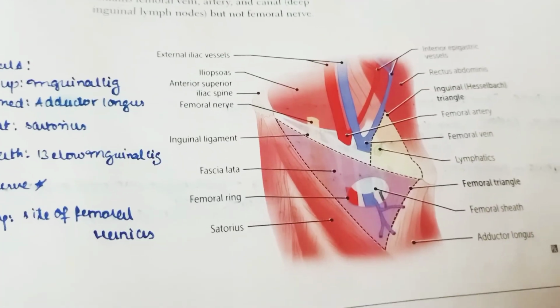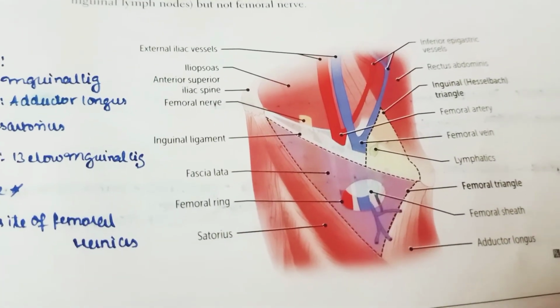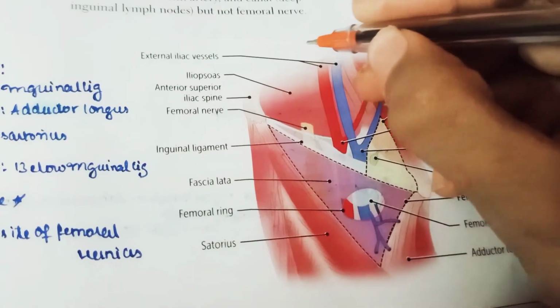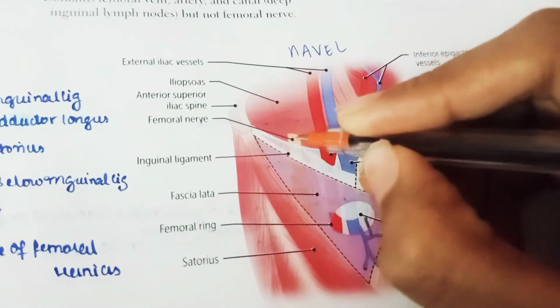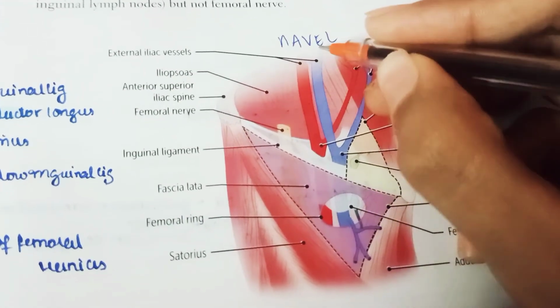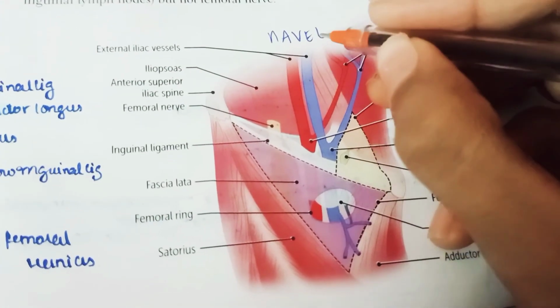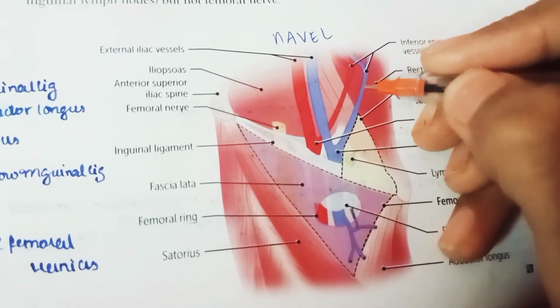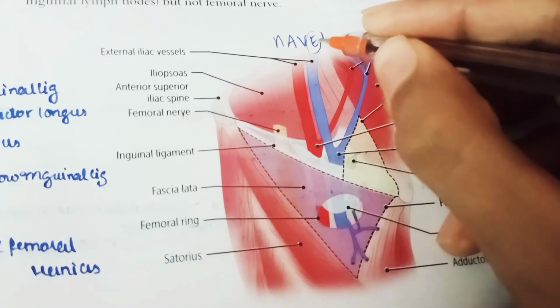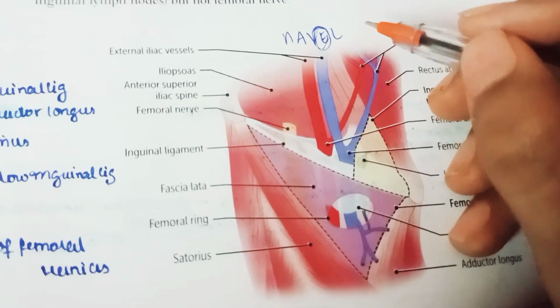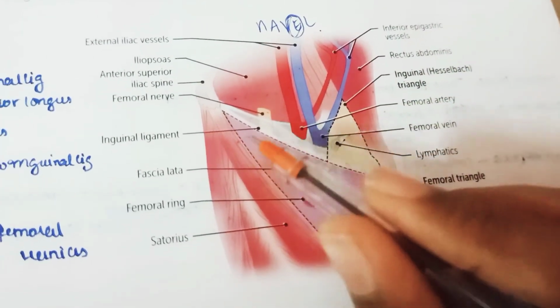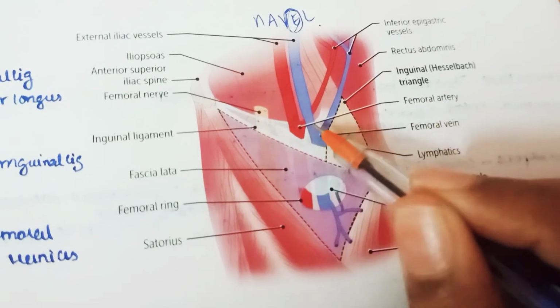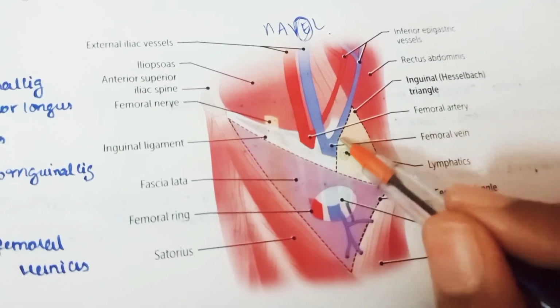Now coming to the femoral region. In the femoral region, blood vessels are arranged according to the mnemonic NAVEL. N stands for femoral nerve, A for femoral artery, V for femoral vein, E is nothing, just put there to help remember, and L stands for lymphatics. So in order: femoral nerve, femoral artery, femoral vein, femoral lymphatics.